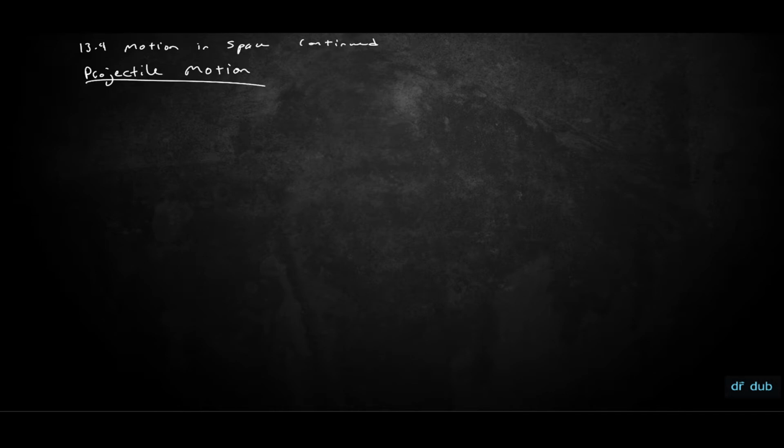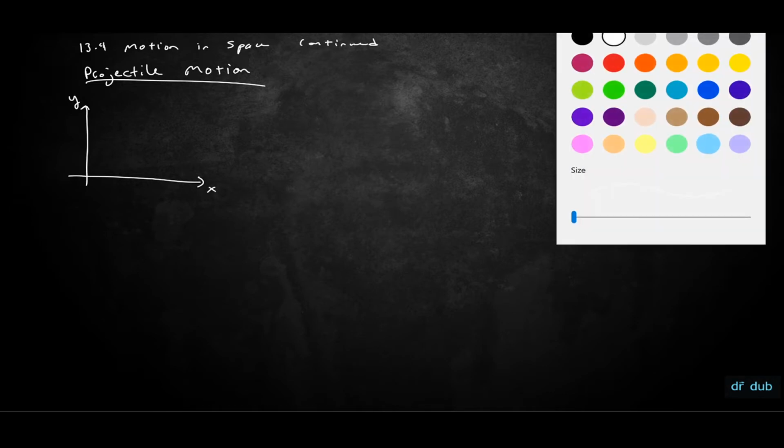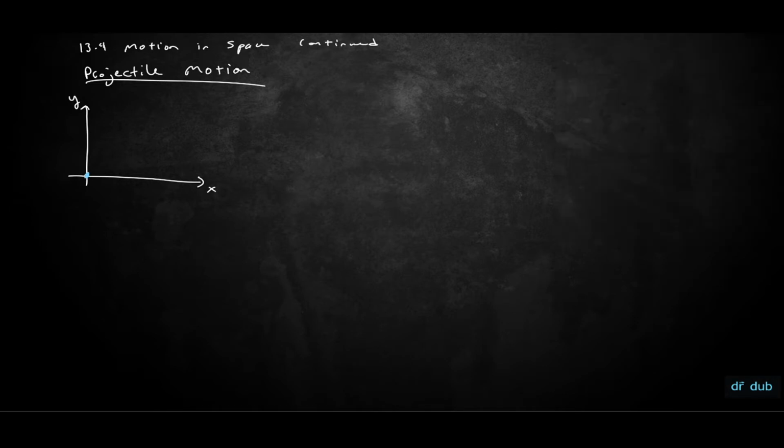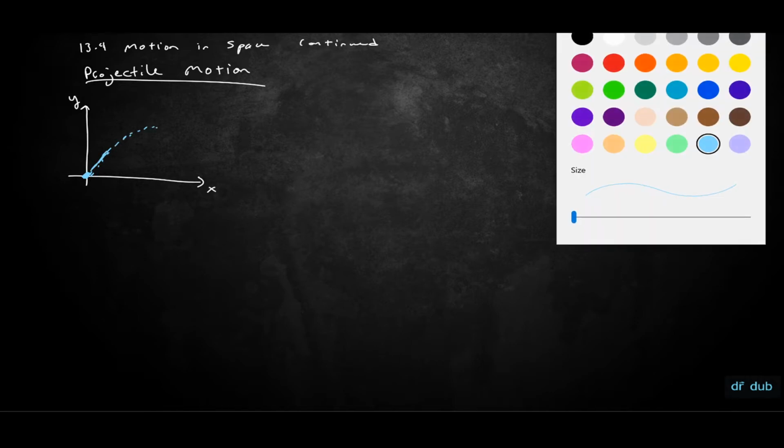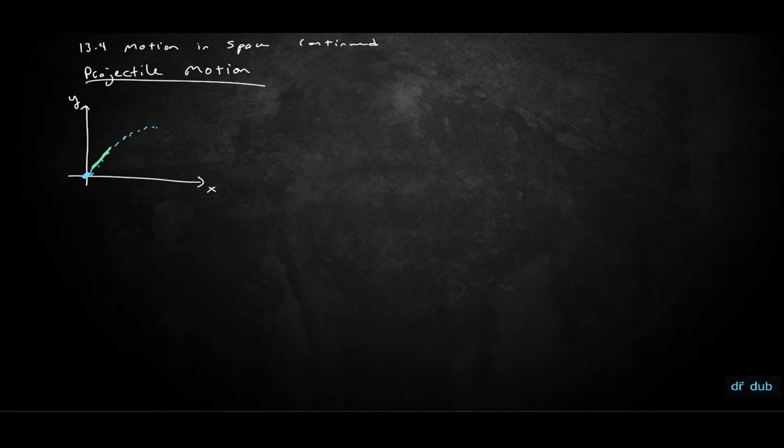So if you have an XY coordinate system, you have X, you have Y. And let's say you start out at the origin. You're not shooting this off at a cliff or anything like that. You're literally shooting it off right here. It could be like a golf ball going down the fairway or a soccer ball on the field. Then you're shooting this thing off this way, and eventually it's going to curve, do something like that.